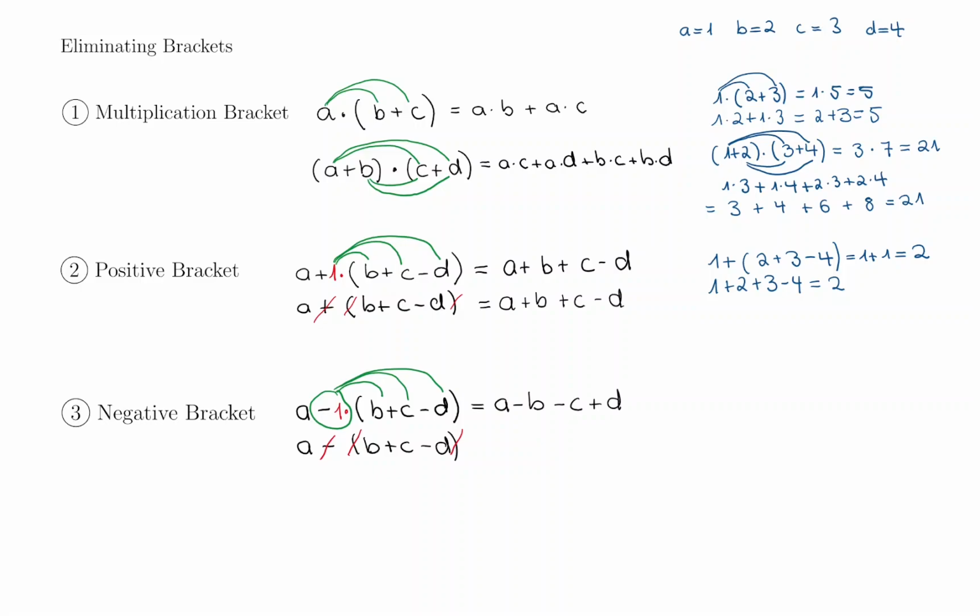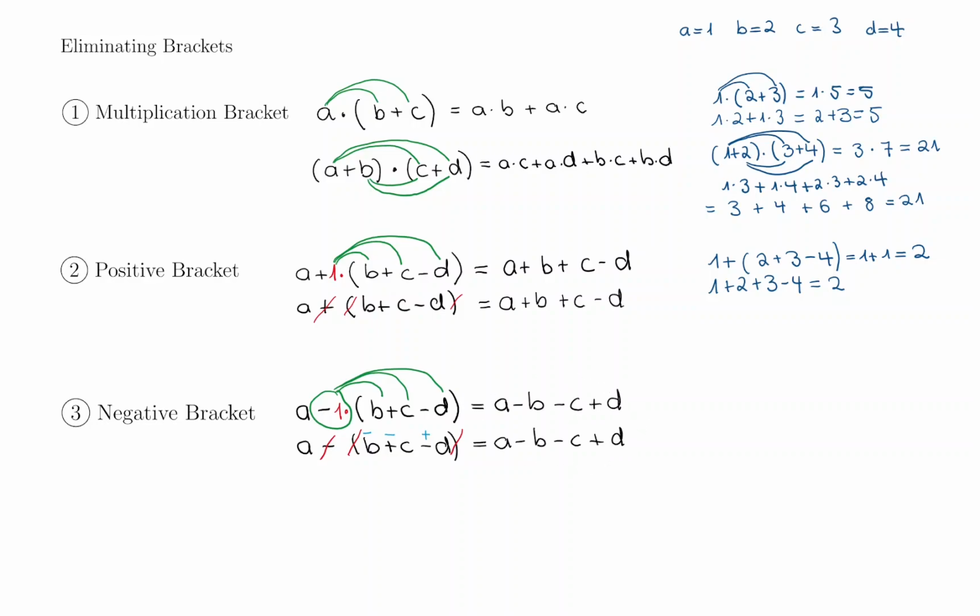So we have to flip positive signs to negative signs and negative signs to positive signs. So what does that mean? We here have, in front of the B, we have a plus. So this has to change into a minus. In front of the C, we have also a plus, which has to change into a minus. And in front of the D, we have a minus, which has to change to a plus. And then if we use that rule, we get A minus B minus C plus D, which is, of course, the same as here above.